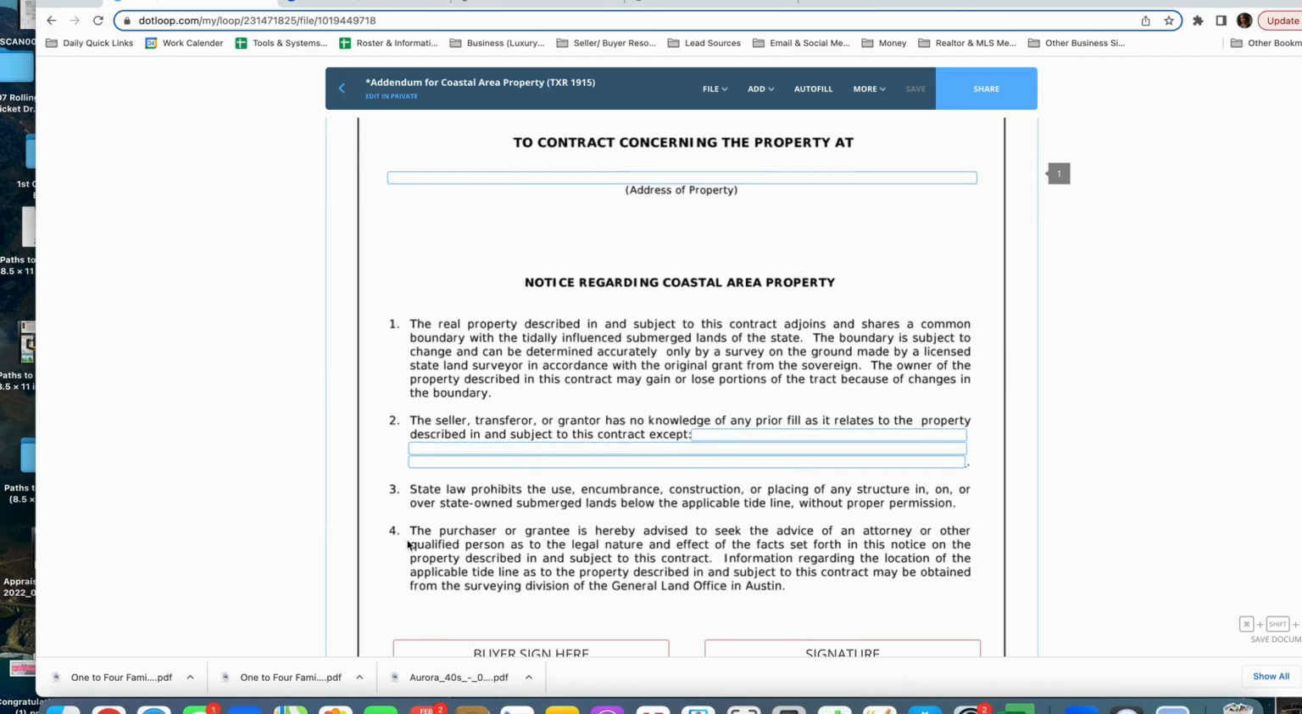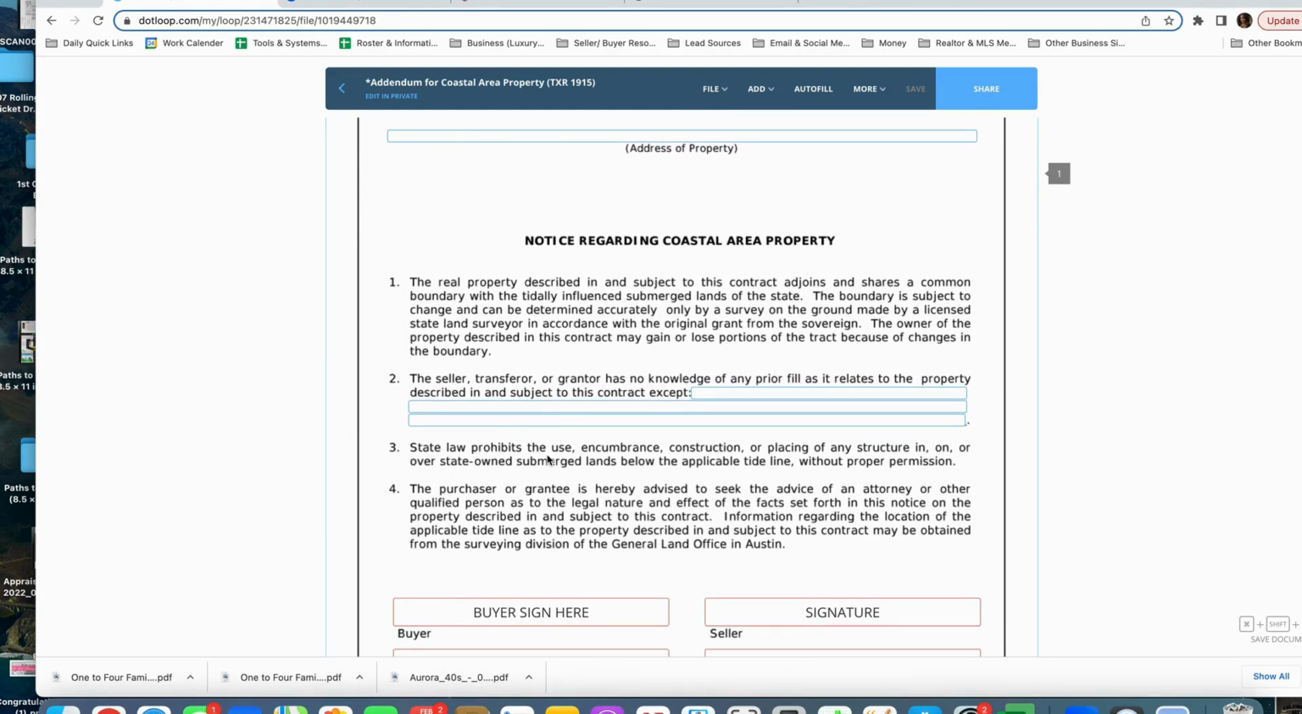State law prohibits the use of encumbrances, construction, or placement of any construction in, on, or over state-owned submerged land below the applicable tide lines without proper permission. You have to go get permission from the local government before you're doing things over here, so make sure you're in compliance with their rules and regulations.